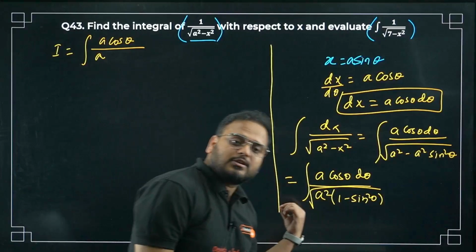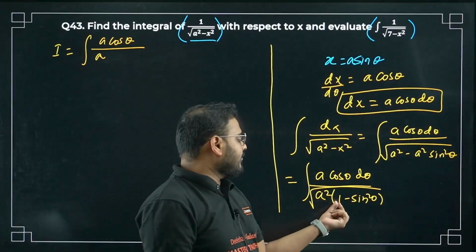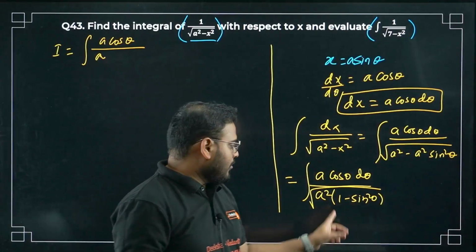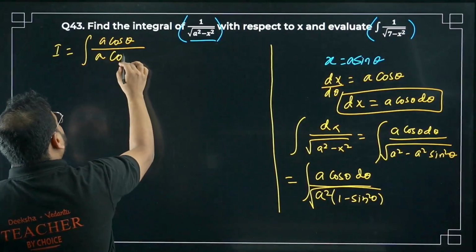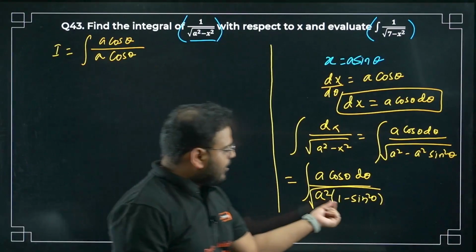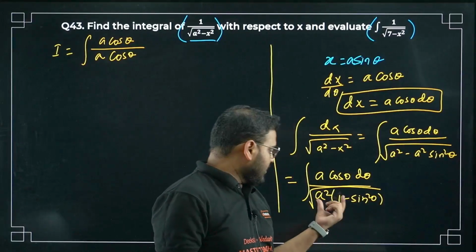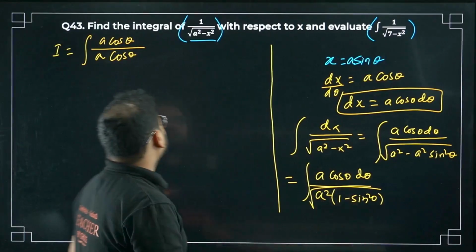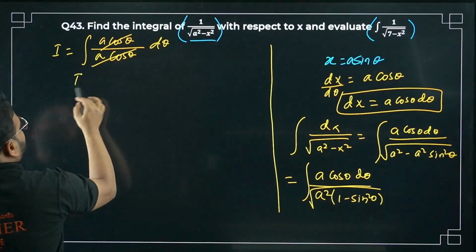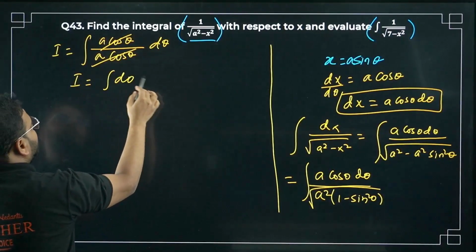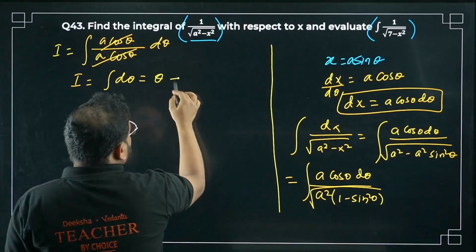If you take this a square outside the root, it will become a again. What do I have? 1 minus sine square. 1 minus sine square is nothing but cos square. In the root, it comes out as simply cos theta. I'll repeat myself: 1 minus sine square is nothing but cos square, and in the root it will come out as simply cos theta. What am I getting? Everything cancelled. I have I equals the integral of d theta, giving me the answer as simply theta plus c, of course.